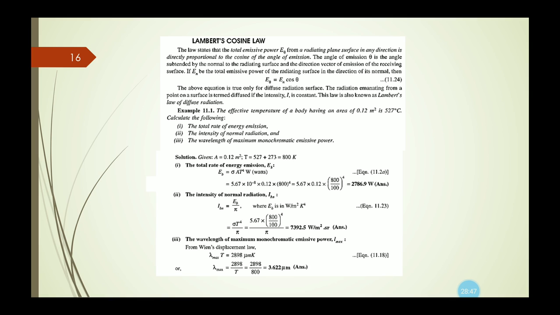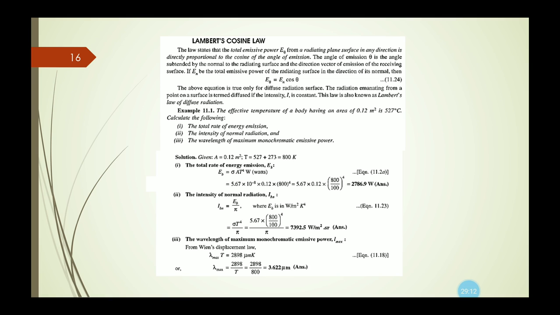we need to use the formula from the Stefan Boltzmann law, that is EB equals sigma A T to the power 4. The value of sigma is a constant that we need to remember, that is 5.67 multiplied by 10 to the power minus 8. Then the value of area is given as 0.12, and the absolute temperature capital T is given in the question as 800.